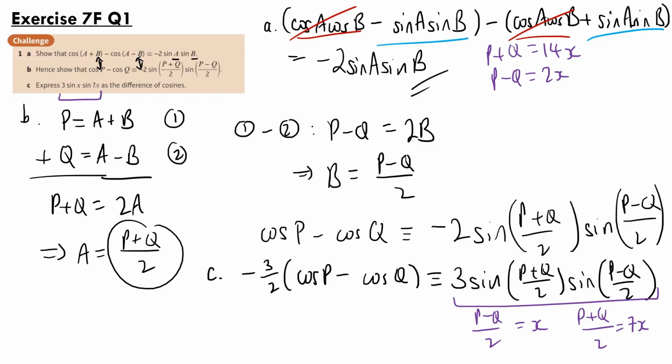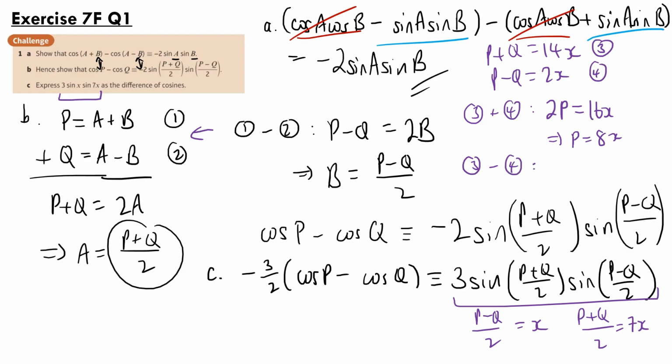And then doing the same sort of thing as we did before over here. If we label this equation 3 and equation 4, then adding them together gives us 2p is equal to 16x, so p is 8x. And then taking them away gives us 2q is equal to 12x, so q is going to be 6x.